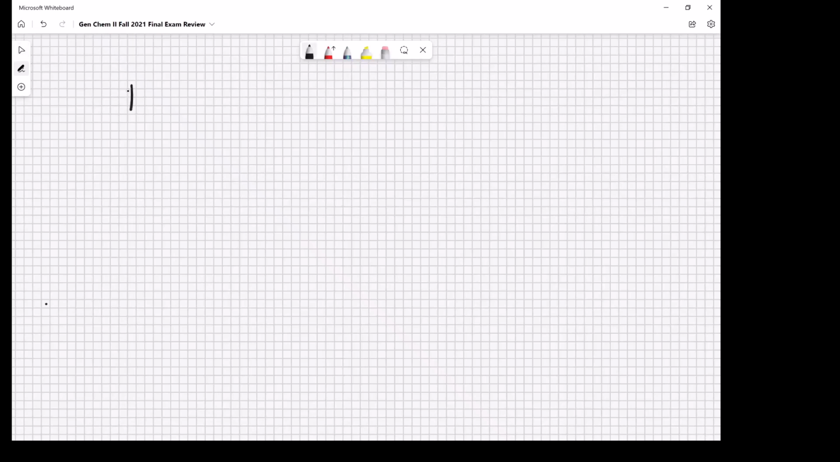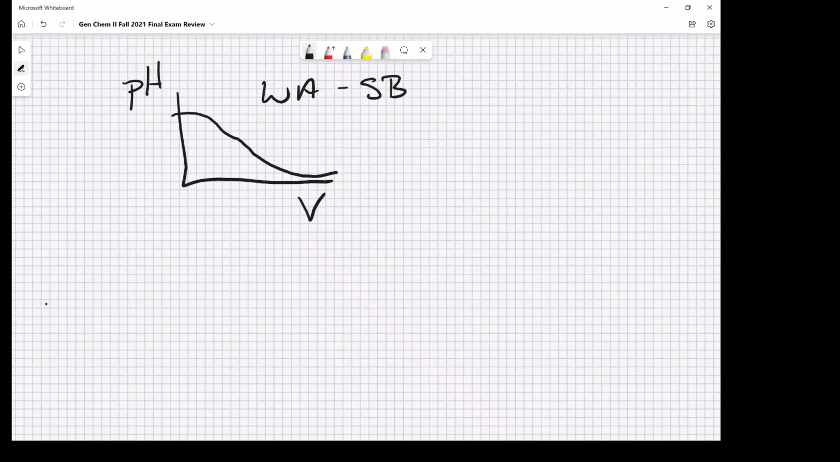So we have something like pH versus volume added, right? And so then you've got something that maybe does this, right? So let's assume that this is a weak acid and a strong base titration. Is that what we want to do? Let's do it the other way around. Let's say weak base, strong acid.